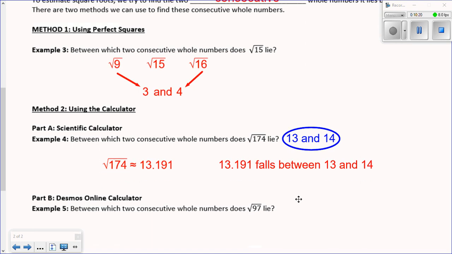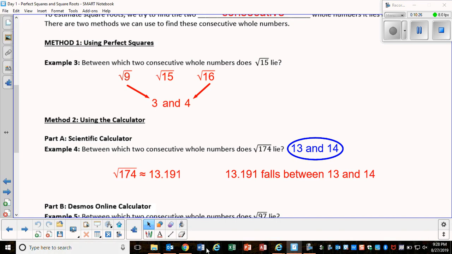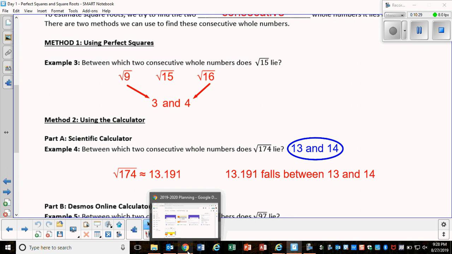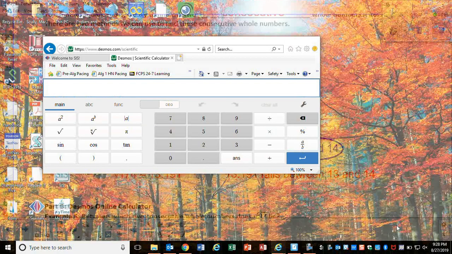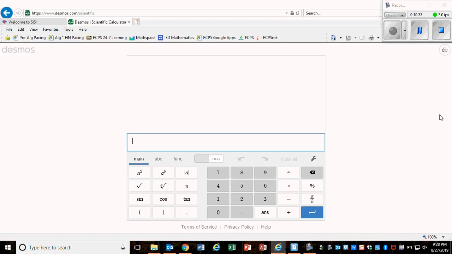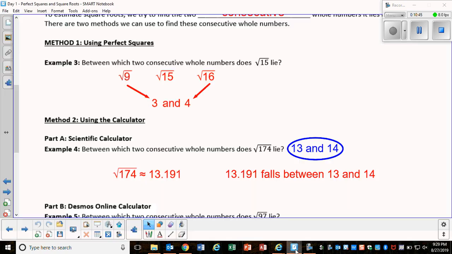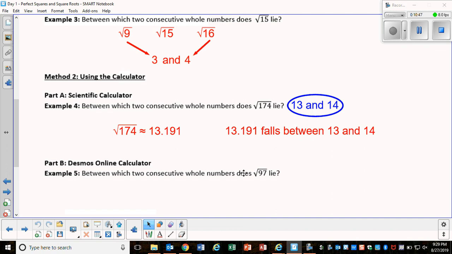The last thing you could do, very similar to a scientific calculator, is to use an online calculator. So I'm going to show you the Desmos that we did in class a little bit. I'm going to show you what you can do. So here's Desmos. I'm going to make it big. To put this in Desmos, it's a little bit different. You actually hit the square root button first, and then you're going to type in the number. And I totally forgot the number. Okay, so part B for the Desmos online calculator, we would do the square root of 97.